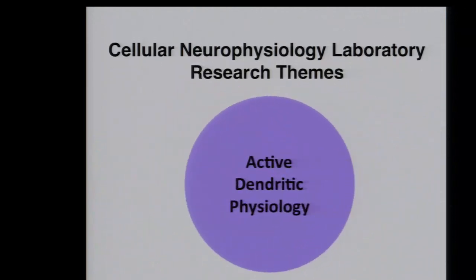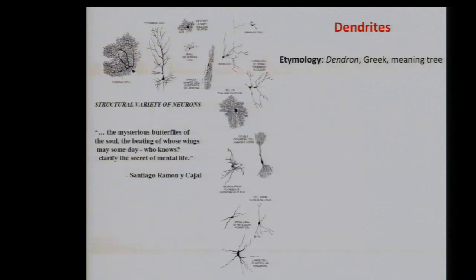So for today's lecture, as I mentioned, I would like to focus on active dendritic physiology, and I'll explain what I mean by active and what I mean by dendrites as I progress, because I thought I should keep the talk much more general in that sense. So the word dendrites comes from the Greek word dendron, which basically means tree. So that's the name of this particular structure that we are going to be talking about.